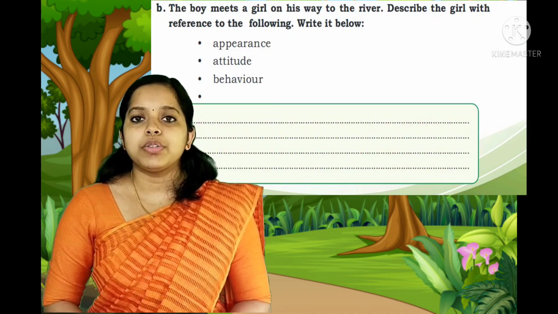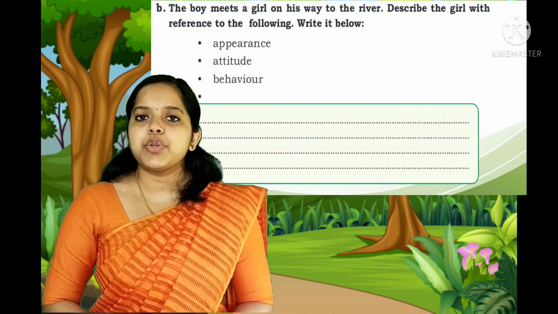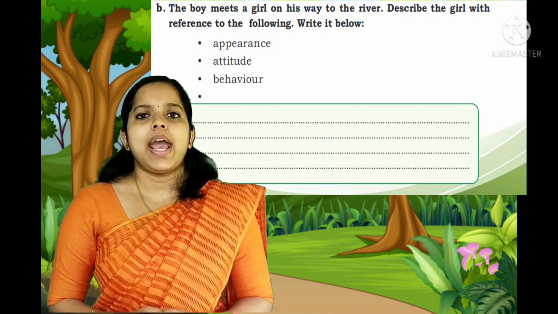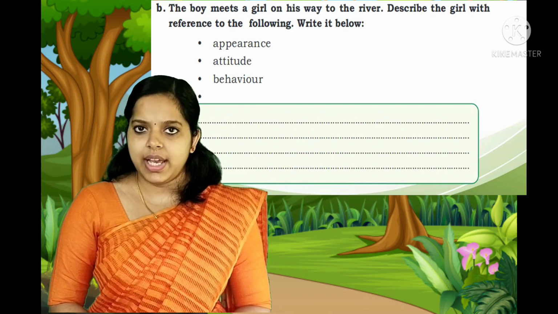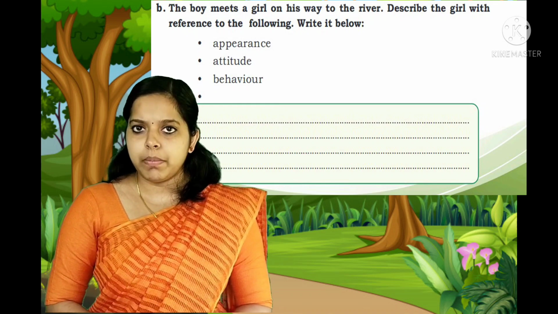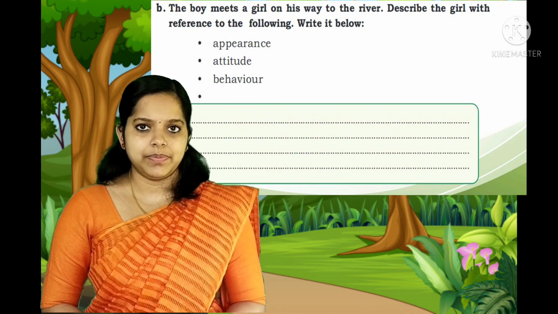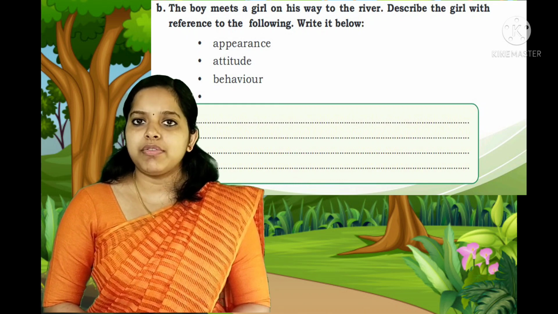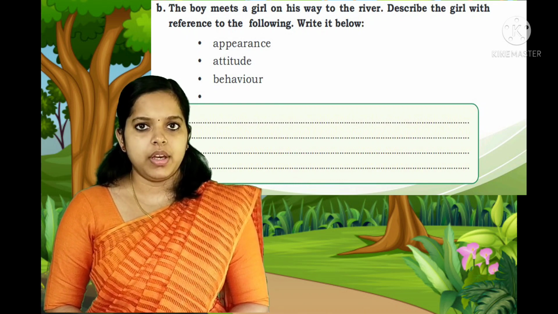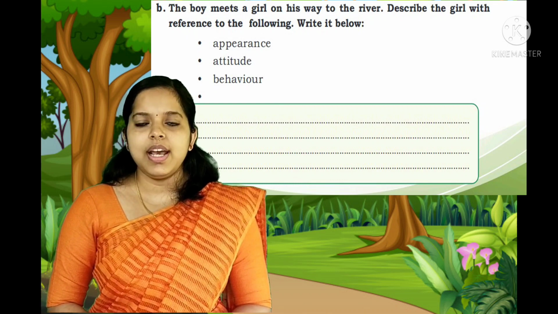Now, moving on to the second task. In the second activity, you were supposed to write a brief description of the village girl whom the boy met on his way to the river. You were supposed to write it from the point of view of the boy. I hope all of you wrote it. Let's review it.